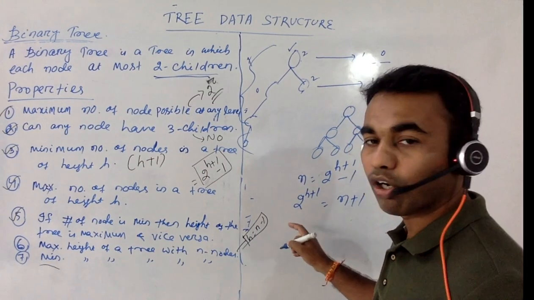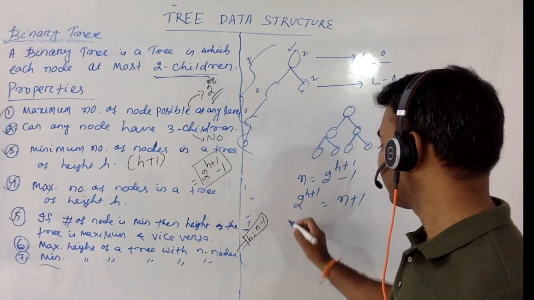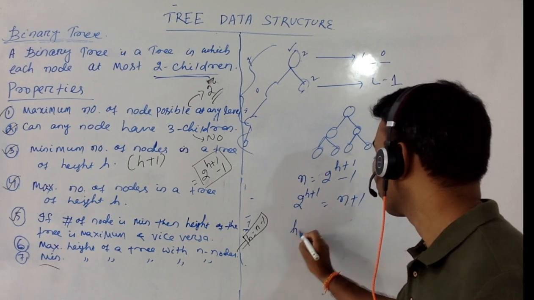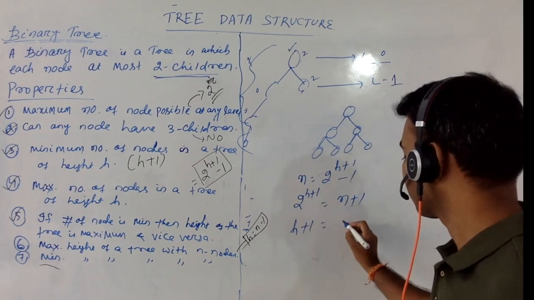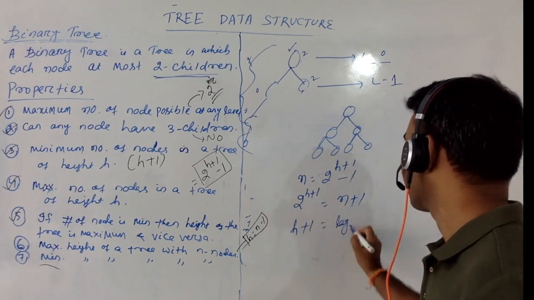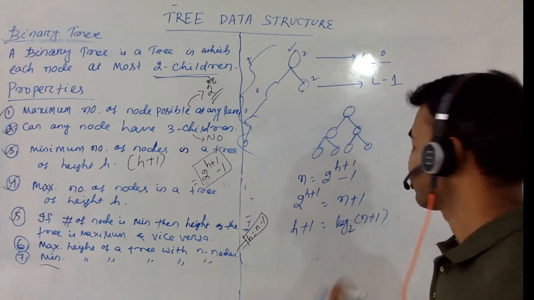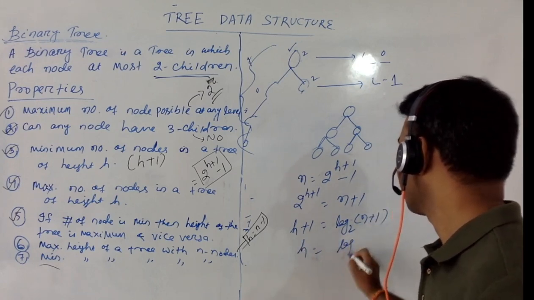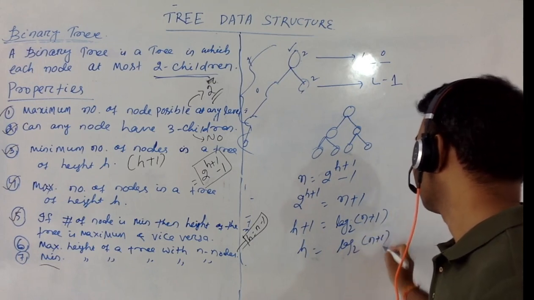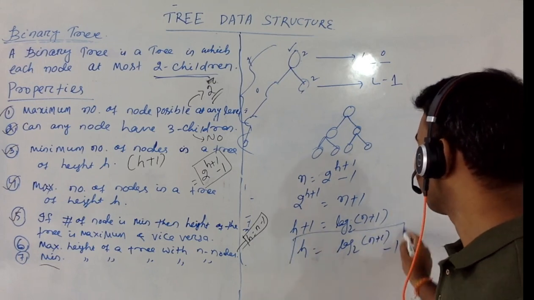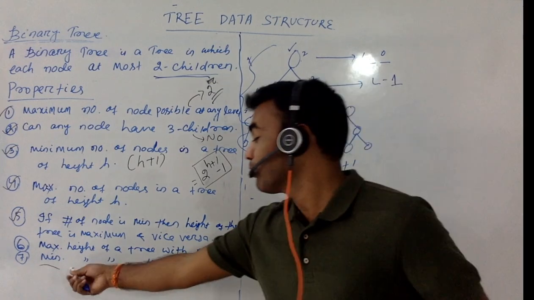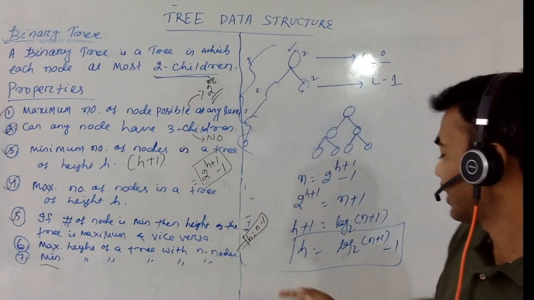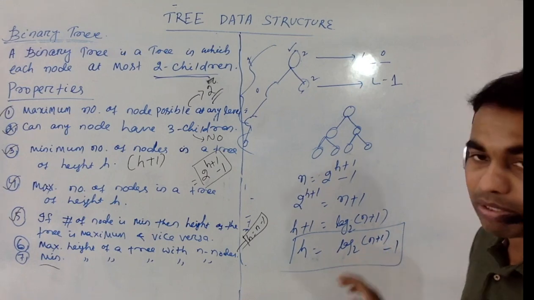Now I can take the log base 2 on both sides. If I take log base 2, then this gets cancelled, and this is going to be h plus 1 equal to log base 2 of n plus 1. Then what will be the height? Height is going to be log 2 of n plus 1, minus 1. So this is the height of the tree. So what is the minimum height of a tree with n nodes? This is the height formula: log 2 of n plus 1, minus 1.